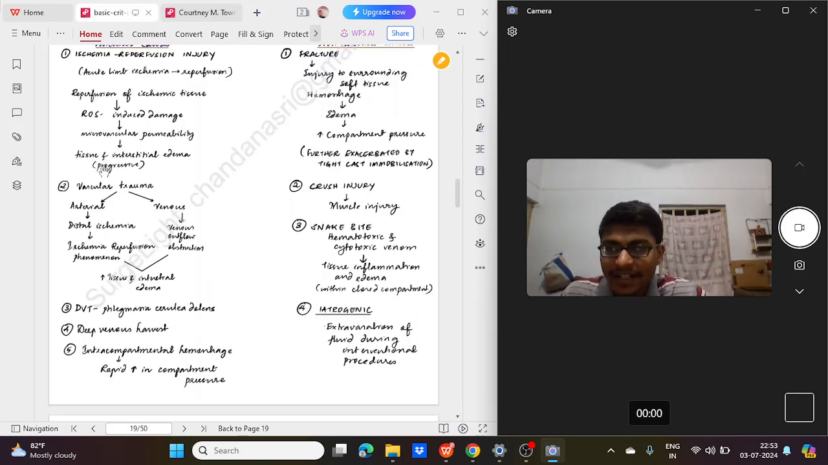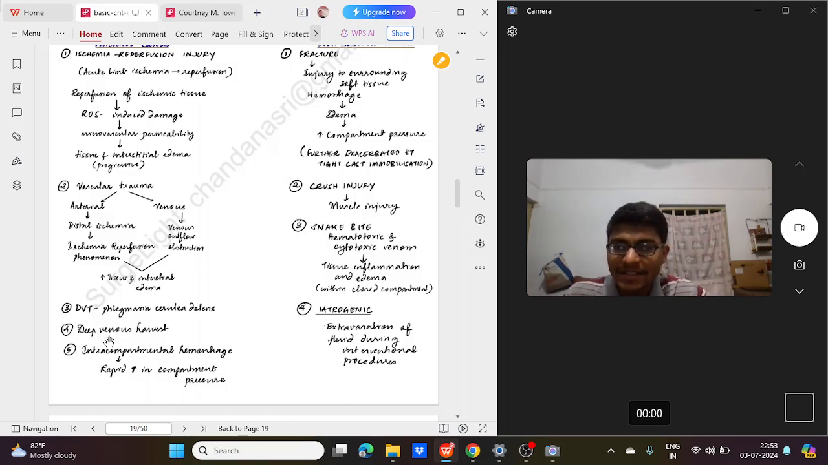The second is any trauma, vascular traumas, arterial or venous. If there is arterial, there is distal ischemia, then followed by ischemic reperfusion phenomena, which we saw above. In case of venous, there is venous outflow obstruction, and all these will result in increased tissue and interstitial edema. There is DVT, deep venous thrombosis, which will block the venous outflow. It will also cause bluish discoloration of the limb, which is known as phlegmasia cerulea dolens.